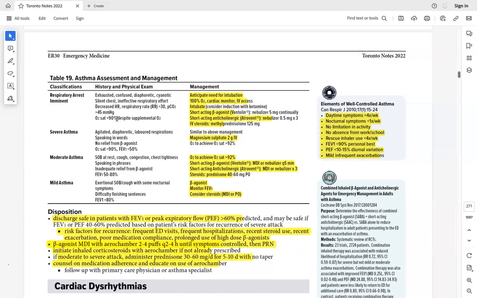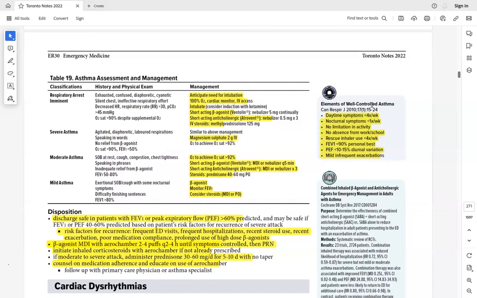The patient will present exhausted, confused, diaphoretic, cyanotic, with a silent chest, ineffective respiratory effort, decreased heart rate, and oxygen saturation less than 90%. If they give you any sign of silent chest, cyanosis, the patient turning blue, then immediately intubate. Do not do these other things. Just intubate first, then do all this. If severe asthma, these are the signs and symptoms.